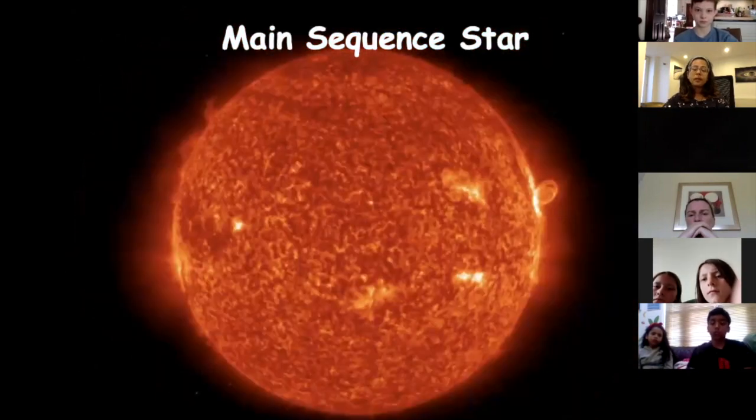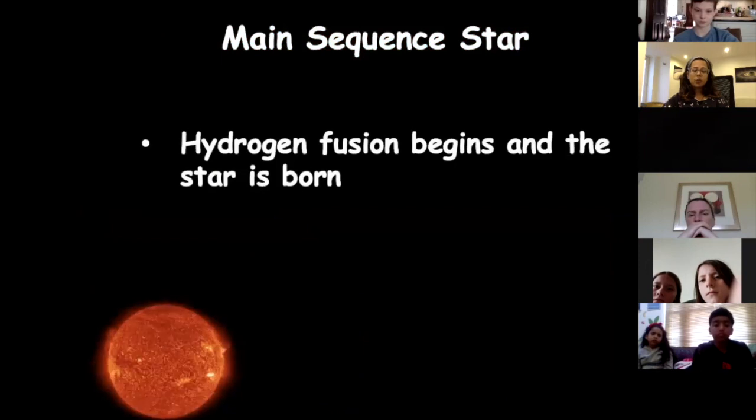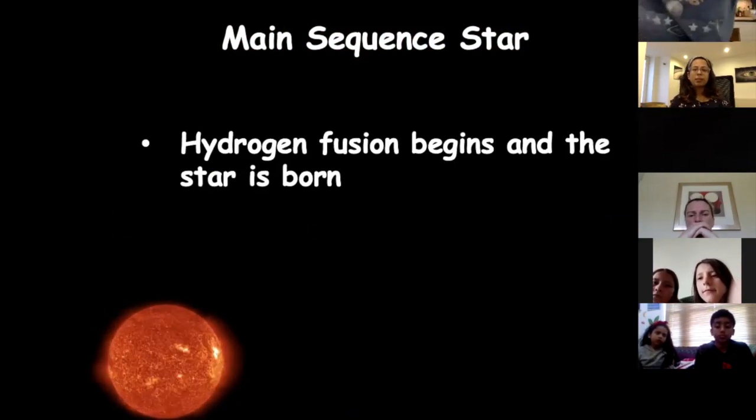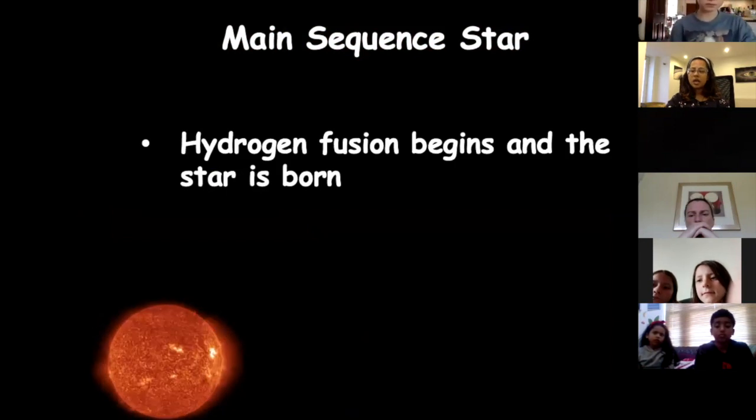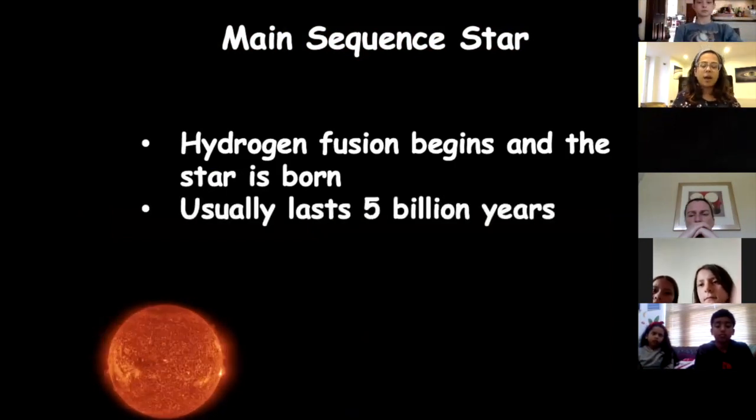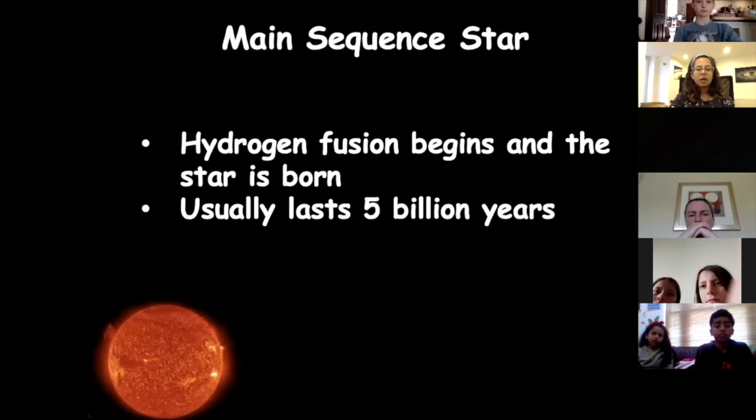So the main sequence star is when you have the hydrogen fusion really happening, so the energy is being produced by hydrogen turning into helium, and the star is really a proper star by this stage. And this stage can last billions of years, so our sun has got to this stage, and we think it's going to last another few billion years, so we don't need to worry about anything just yet.